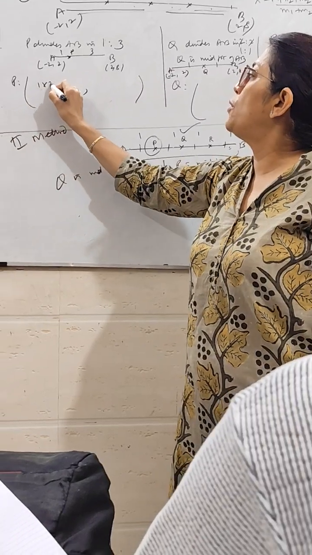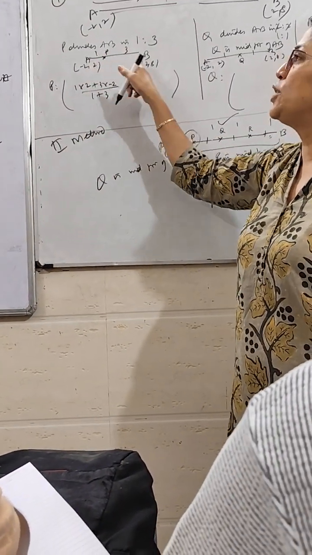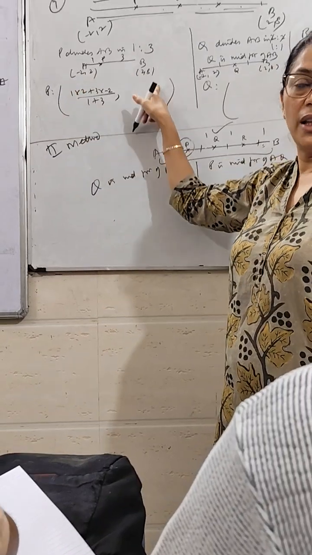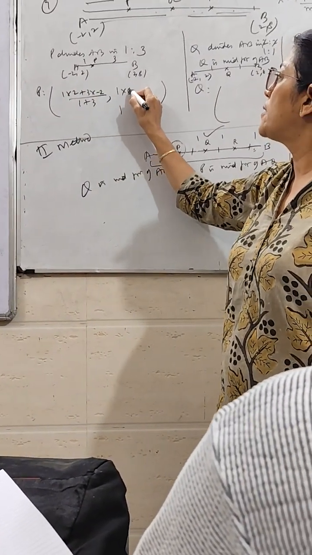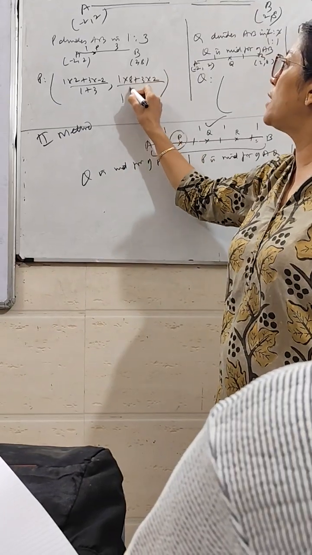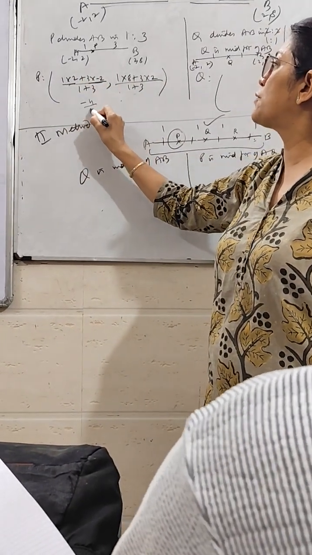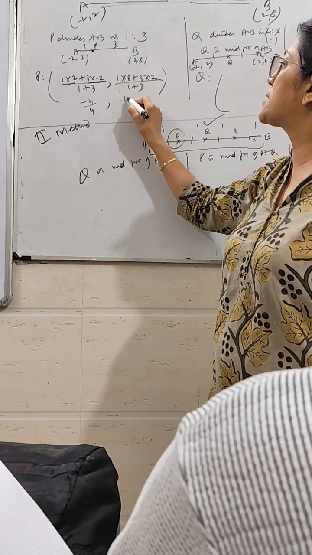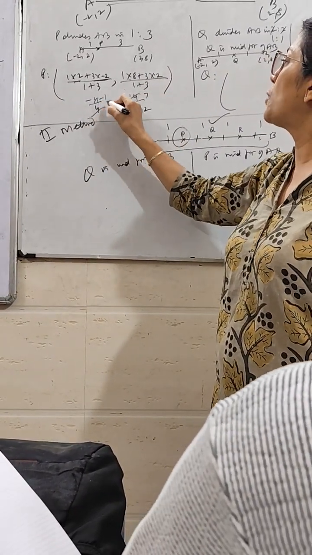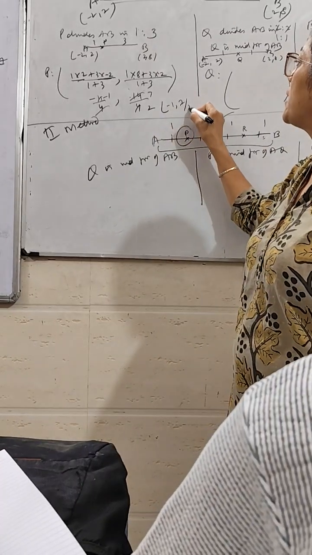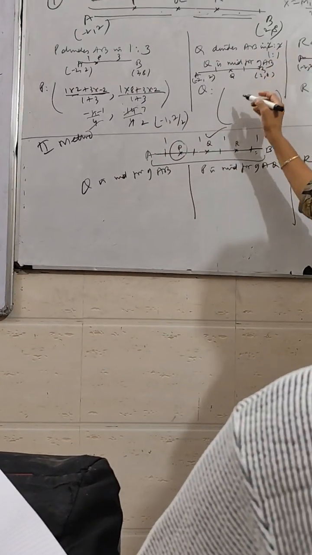1 into 2 plus 3 into -2 over 1 plus 3. 1 into this ratio, the other abscissa, plus this ratio, this abscissa. Then 1 into 8 plus 3 into 2 over 1 plus 3. 2 minus 6, minus 4 over 4. 8 plus 6, 14 over 4. So what are the vertices of P? -1, 7/2. Correct? Q is of course the midpoint of AB.